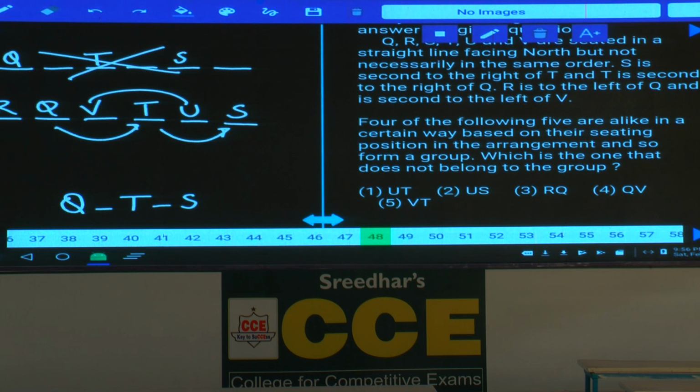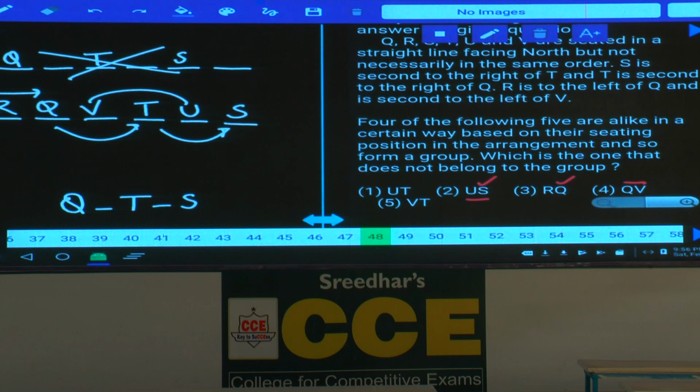Now U and S, if you observe here, S is to the immediate right of U, that means the second person is to the immediate right of the first person. Now in R and Q, Q is to the immediate right of R, the second person is to the immediate right of the first person. Q and V, V is to the immediate right of Q, and here V and T, T is to the immediate right of V. But whereas in the first choice, what happened here?